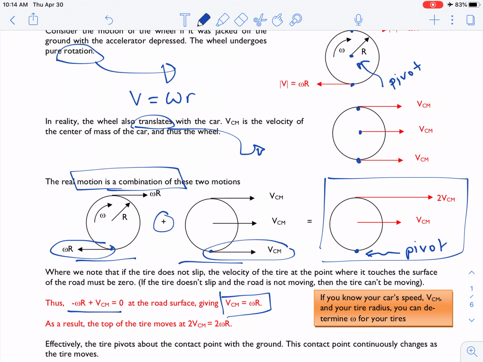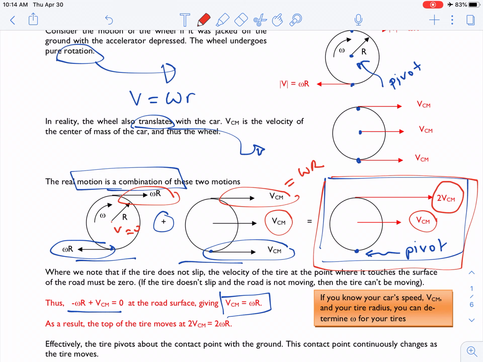Now thinking about the top, so look at these two. If this is also omega r, then you have two of those. That's why you get two of the center of mass velocities. At the center, this is 0 and this is center of mass velocity, so you have only one of them. Okay, so for the combined motion, this is what you get. Hopefully that makes sense now.